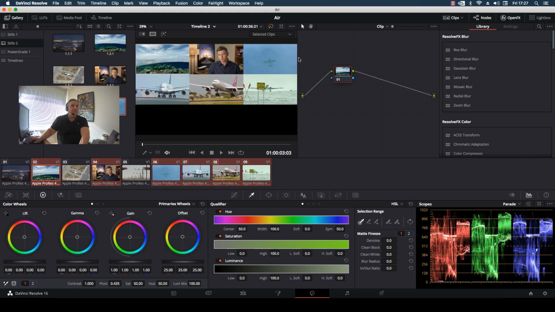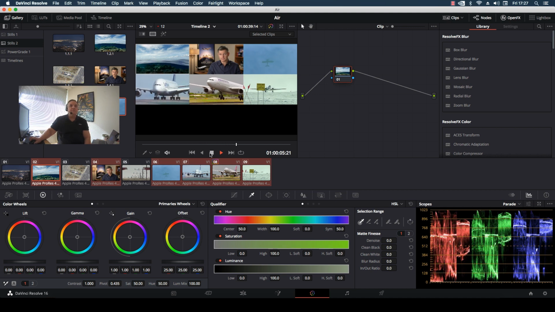and I can even go through and play those 2 at the same time. Of course, this is 6 streams playing back, so if your storage is not fast enough, it's going to play back a little slower, but at least you can see all the clips together at the same time, and you can even go over and look at it in full screen as well if you like.